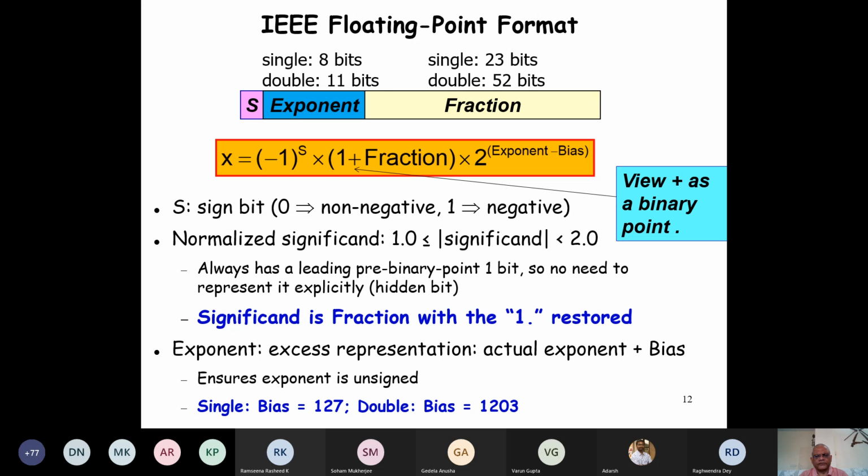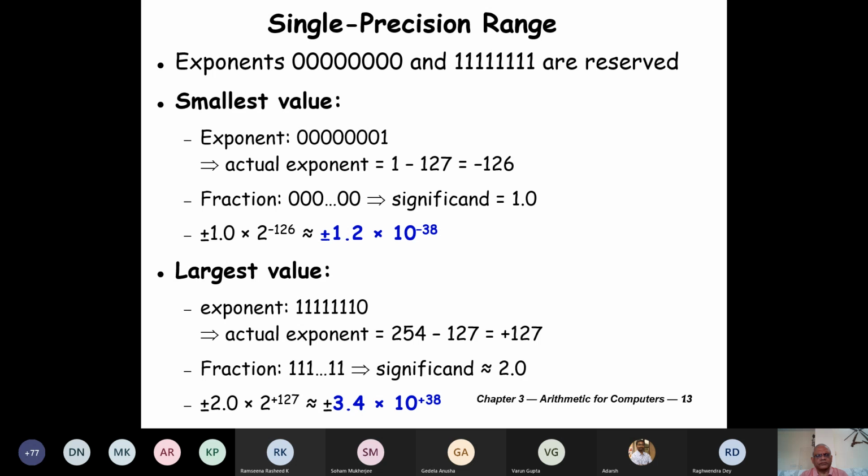And similarly, for double precision, the bias is 1023. Whatever the exponent works out to be, that is 2 to the power 11, which is 2048, right? On that we subtract this 1023. Now the exponent all zeros and all ones are reserved for some purpose, as I was saying. We'll see what purpose a little later.